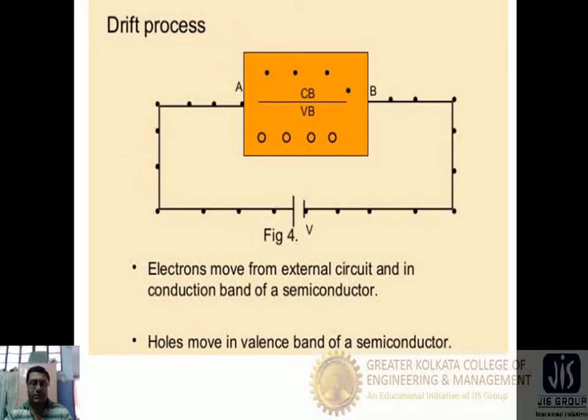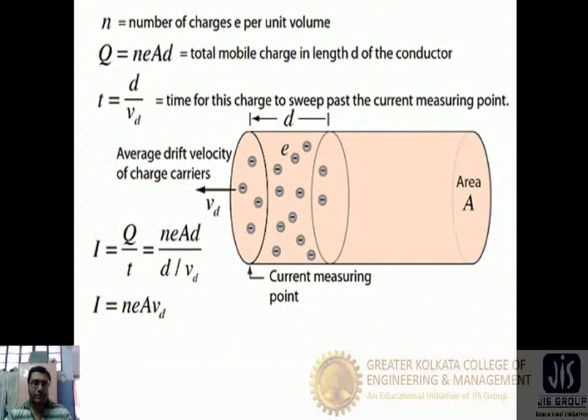The drift process mainly occurs due to the applied external field or external voltage. Here you can see the external voltage is applied. With the help of this external voltage, the drift process occurs. Now we take some mathematical expressions of the drift process, and we can plot the drift current. What is drift current? We'll explain.